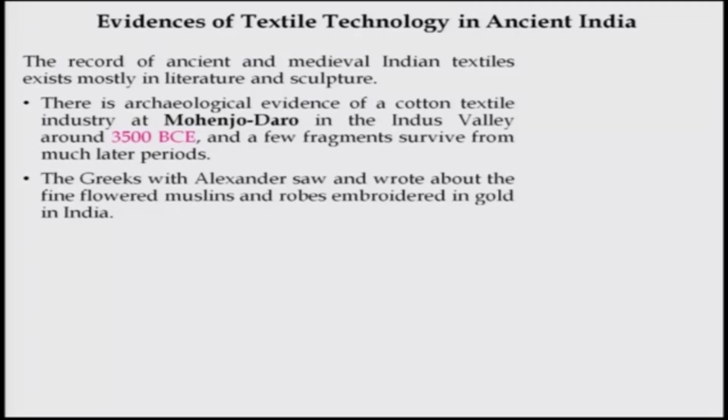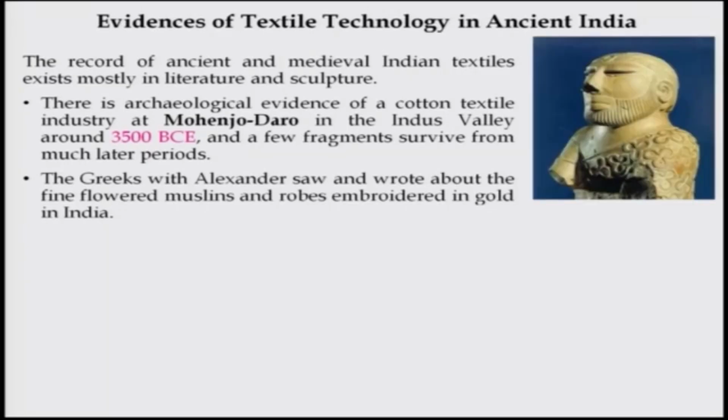Of course, few fragments survive from much later periods, so getting evidence about textiles is very difficult. However, people are trying to look at this image they got, and if you look at this portion, it is basically made of textile. Therefore, they are thinking that these Mohenjo-daro people had knowledge of textiles.